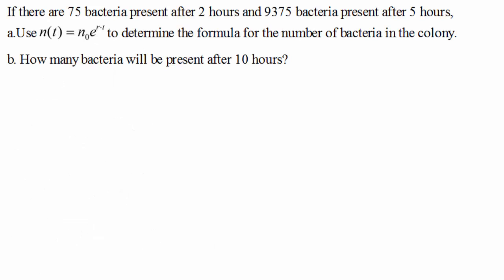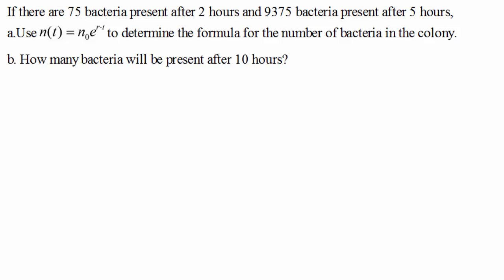All right, for this problem, we have that the number of bacteria in a colony will grow exponentially over time. And if we know there are 75 bacteria present after 2 hours and 9,375 bacteria present after 5 hours, for part A, we want to use our formula here, N of t equals N sub 0 times e to the rt power to determine our formula for the number of bacteria in that colony. We're also instructed that N sub 0 is to represent the number of bacteria present initially. And I think that's everything we're going to need to know about this problem.